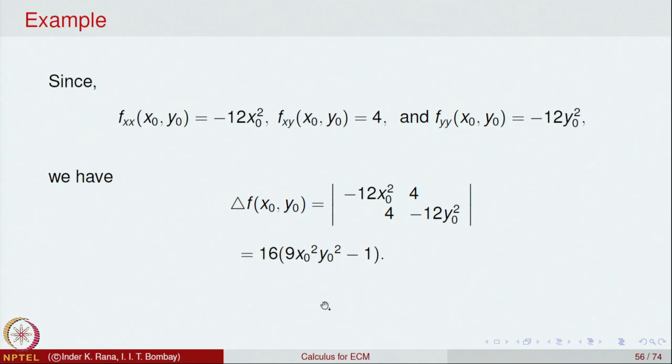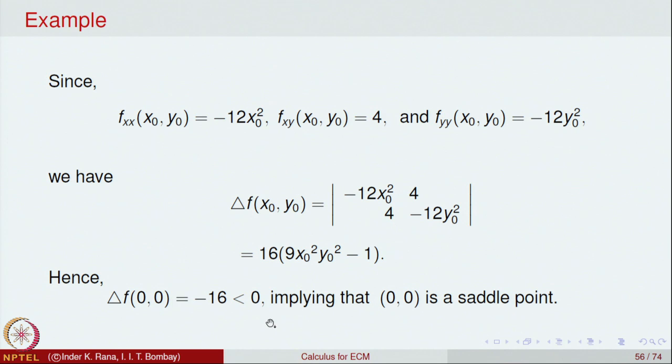That is the discriminant, and we have to analyze it at the critical points (0, 0), (1, 1) and (−1, −1). At (0, 0) the value is −16, which is less than 0. So, we can safely conclude that the point (0, 0) is a saddle point, because discriminant less than 0 is the sufficiency condition for a saddle point.